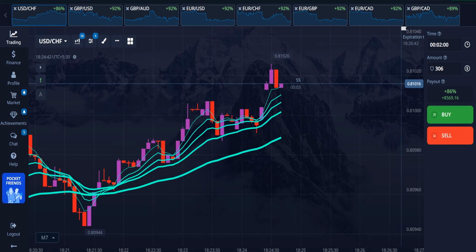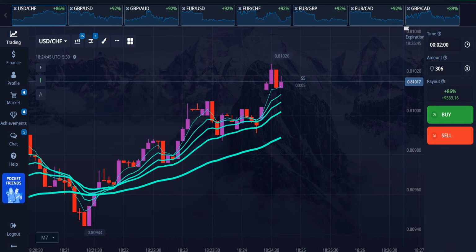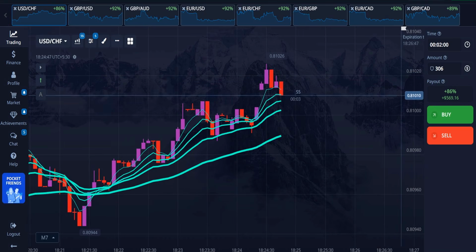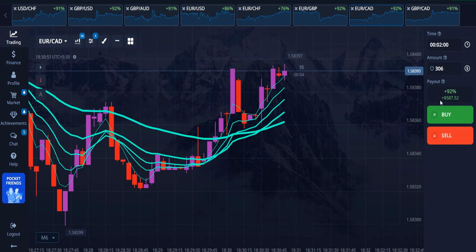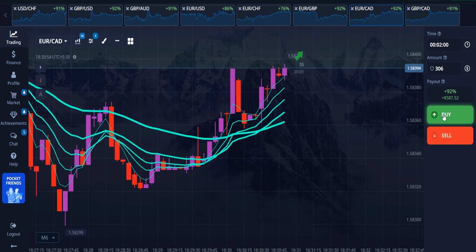Remember, don't jump in early. Wait for all 5 EMAs to stack perfectly in order. Top to bottom for buy, bottom to top for sell. Combine that with price momentum, and your win rate will thank you.